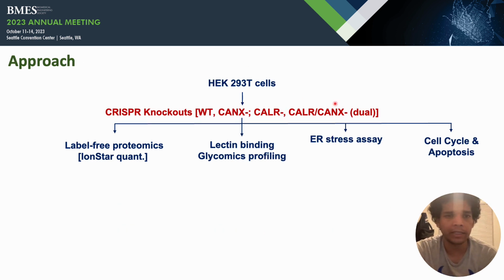So how did we proceed with our study? We proceeded with HEK293 cells, and we prepared bona fide knockouts: calnexin knockout, calreticulin knockout, and also the dual knockout.